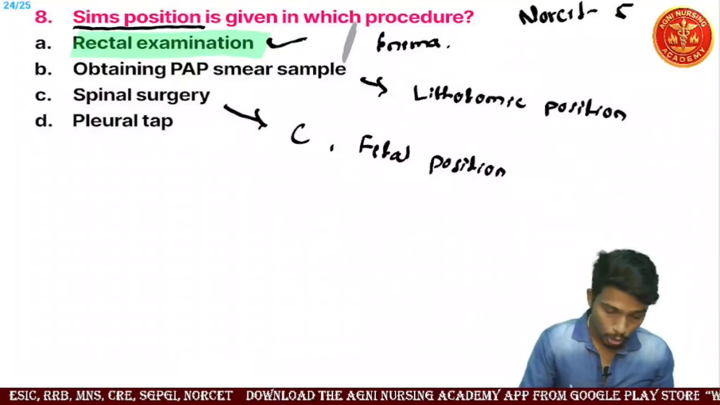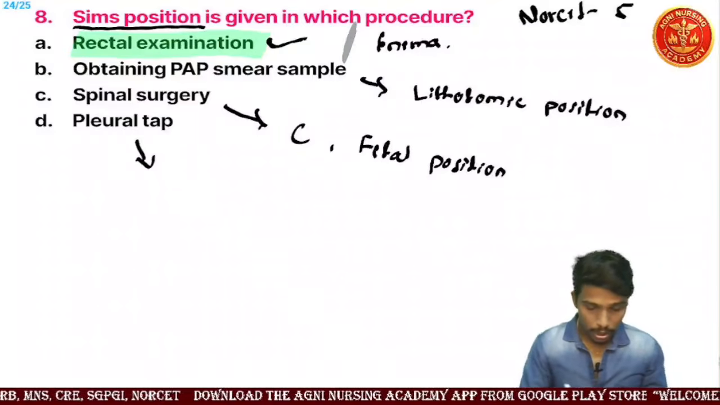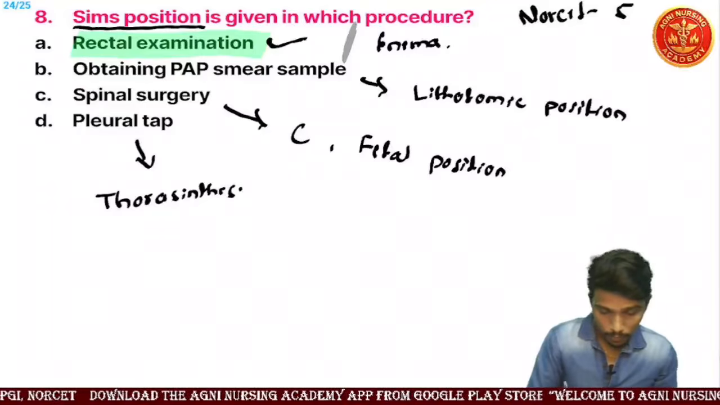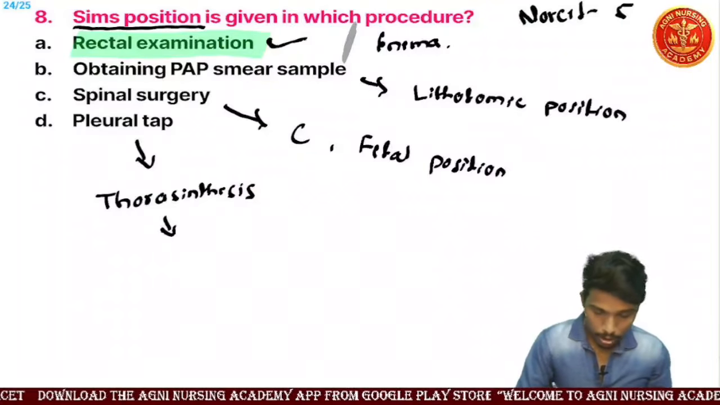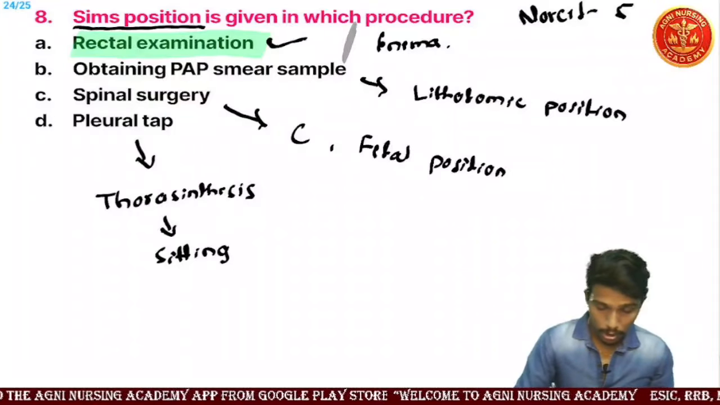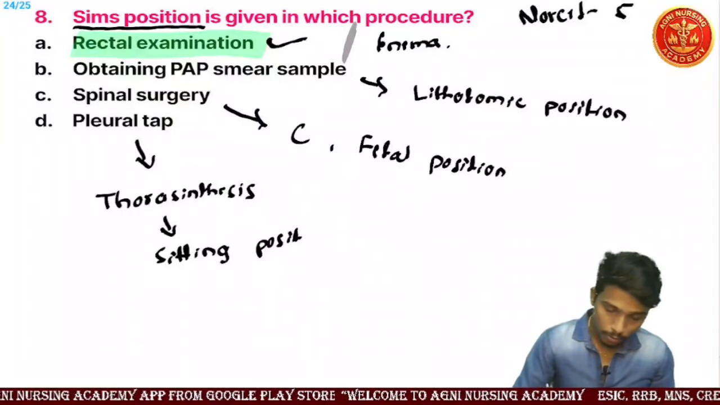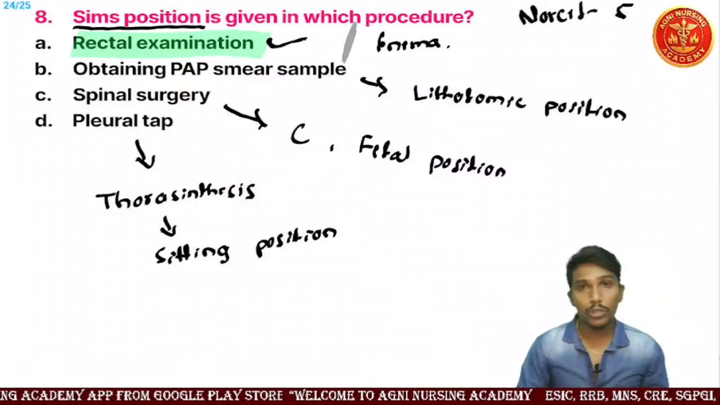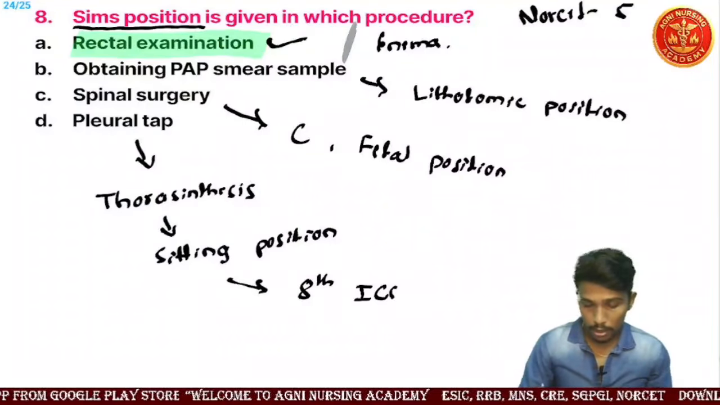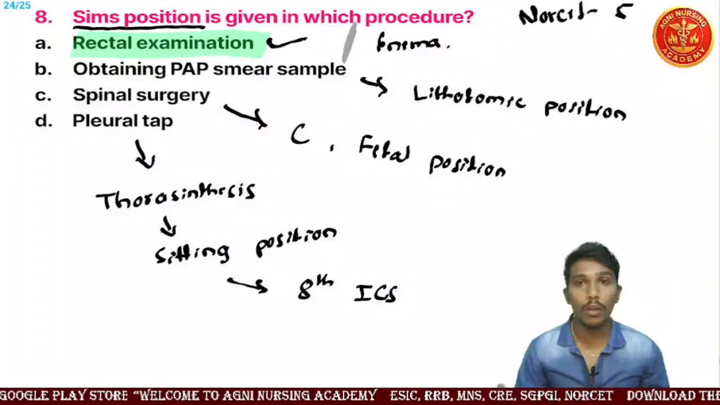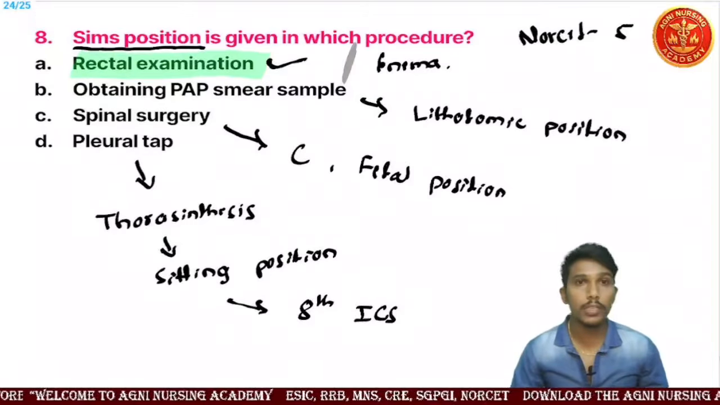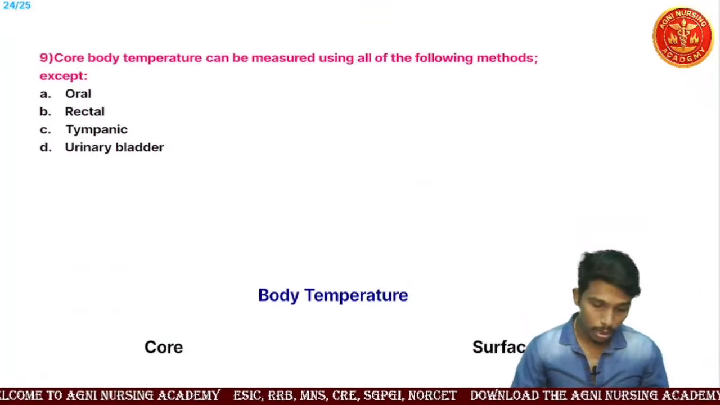Pleural tapping. Pleural tapping we can call thoracentesis. Thoracentesis we can do in the sitting position, at the level of the 8th intercostal space. We have to insert the needle at the eighth intercostal space for thoracentesis. And the answer of this question is A. Then coming to the next question.